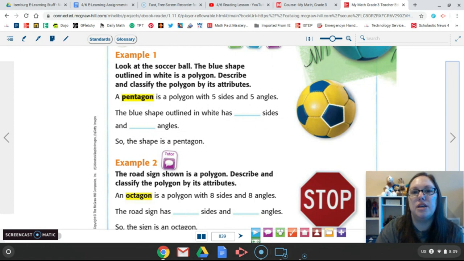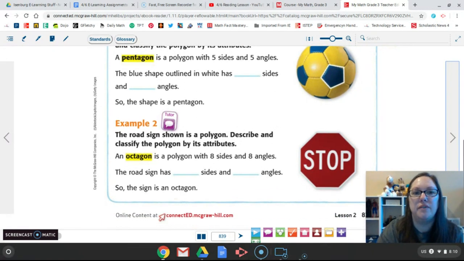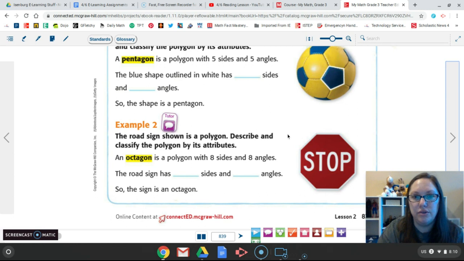So if you look at the shape on the soccer ball, it has 1, 2, 3, 4, 5 sides, and then also has 1, 2, 3, 4, 5 corners. Okay, that's what makes it a pentagon. 5 sides, 5 corners. Example 2, the road sign shown is a polygon. Describe and classify the polygon by its attributes. So when they say describe, they're asking you to tell about the sides and angles. Classify means to give it a name or put it in a category.